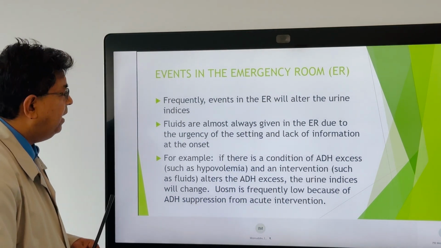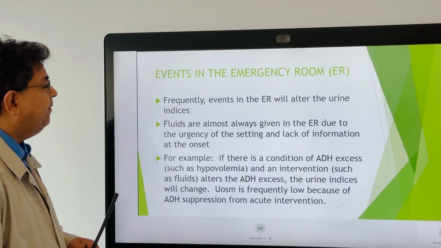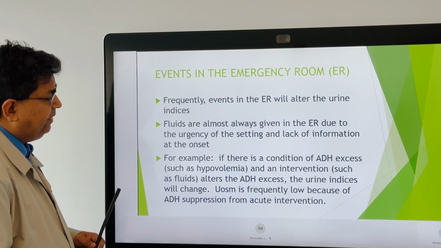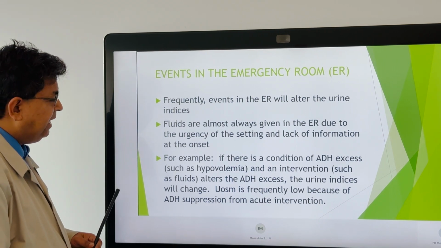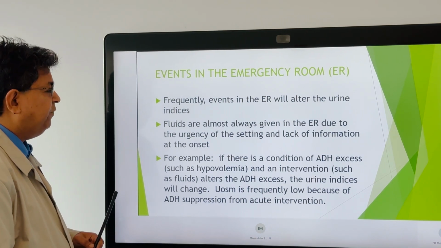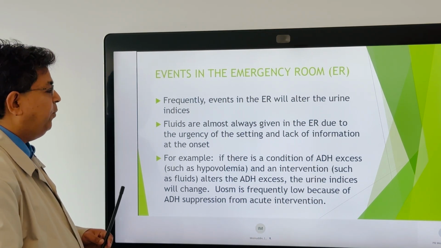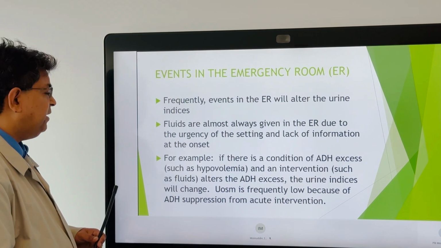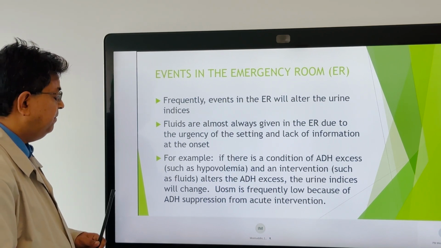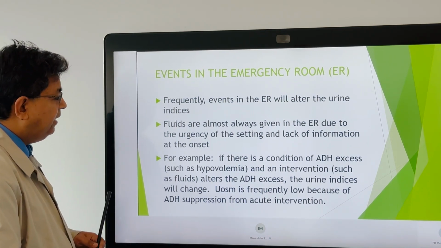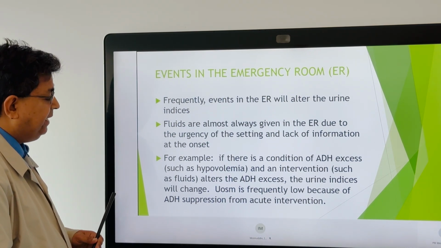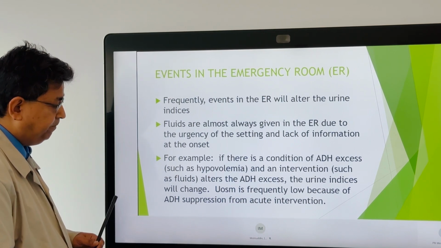Events in the emergency room are very important. Frequently, events in the emergency room will alter the urine indices. Fluids are almost always given in the emergency room due to the urgency of the setting and lack of information at the onset. For example, if there is a condition of ADH excess, such as suspected hypovolemia, and an intervention such as intravenous fluids alters the ADH excess, meaning it suppresses the ADH, then the urine indices will change. And urine sodium is frequently low because of ADH suppression from acute intervention.